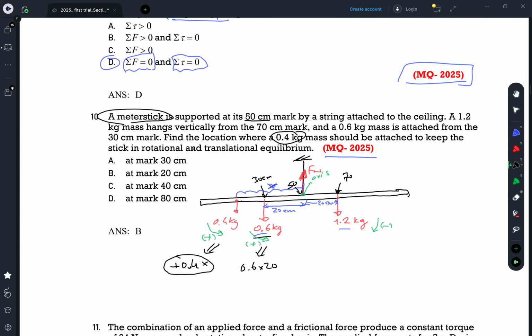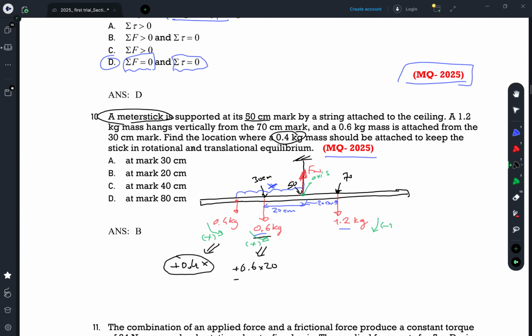I'm not going to change centimeter to meter. And I am also not going to change mass to kilogram, because finally, when we apply translation and rotation equilibrium, they will cancel out. So just for this question, you don't need to do that. But if you do, it's okay. It takes longer and makes more calculations. That's why I am not going to do that for a simple short calculation. 0.6 times 20 is going to be 12.